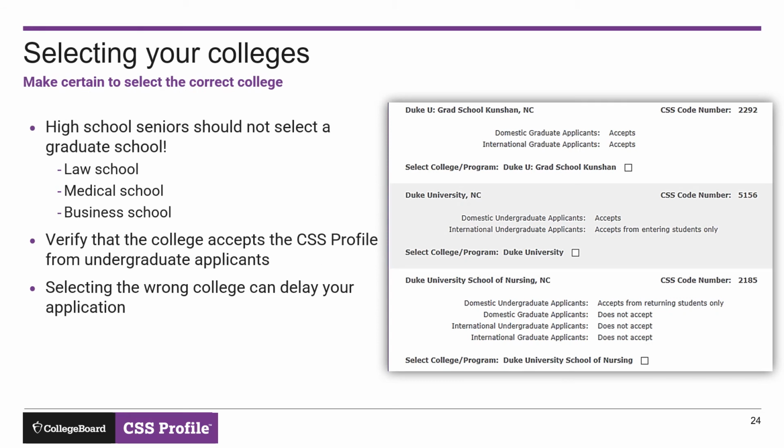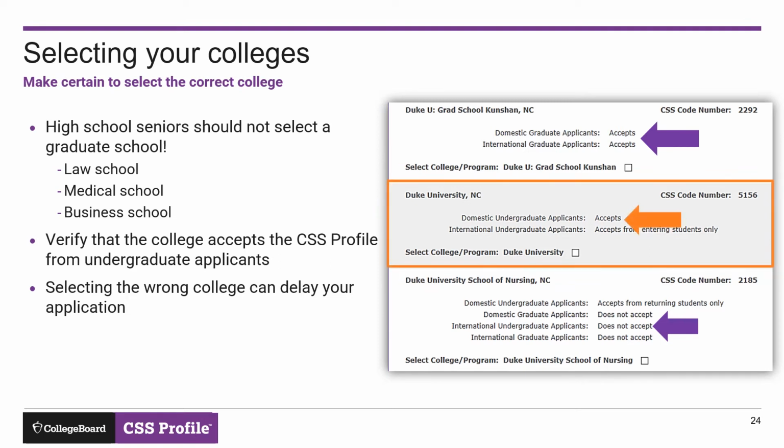If you search using a college name, you might get multiple results. Some colleges have both undergraduate and graduate programs, and when they do, it's important to select the right program. Duke University is a great example. They have 3 schools that use CSS Profile: Duke University Grad School, Duke University, and Duke University School of Nursing. Notice that each of these Duke universities indicate who they do or do not accept applications from. However, only Duke University, CSS code 5156, accepts applications from an undergraduate applicant. Look for that when there are multiple schools or programs that appear in your search results.